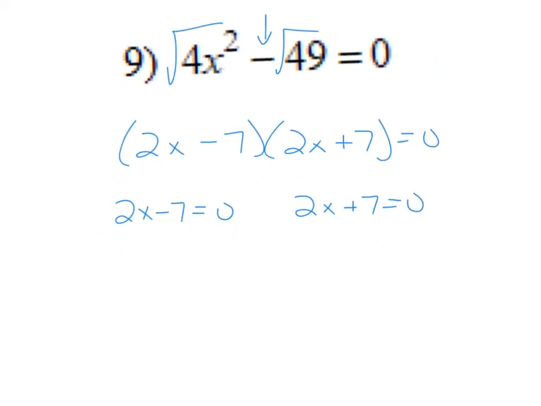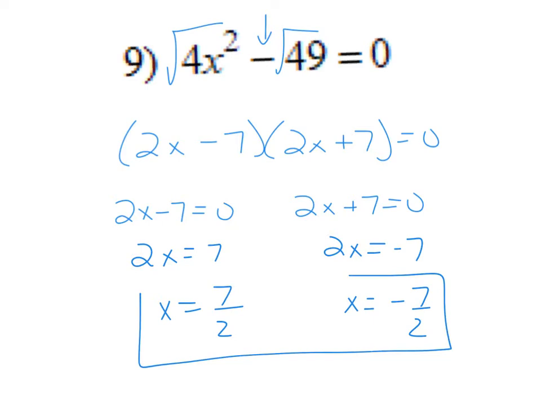Okay, on the first one, I'm going to add 7 over and then divide by 2 and get 7/2. On the second one, I'm going to subtract the 7 over, divide by 2 and get -7/2. And those are my two solutions.